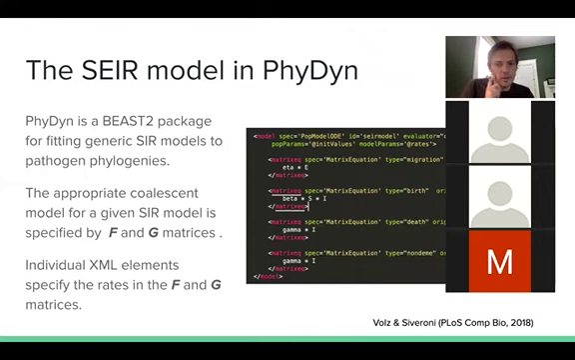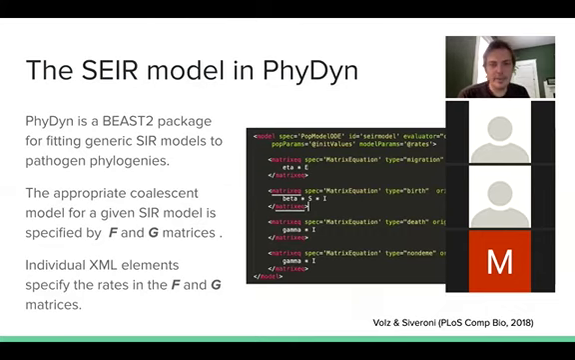And the reason why I've been making you suffer through all this theory is that the nice thing about these models is that you could come up with your own SIR type model for whatever infectious disease system you're interested in, and you could sit down and think about what the appropriate F and G matrices are, and then you could actually fit this model in BEAST.